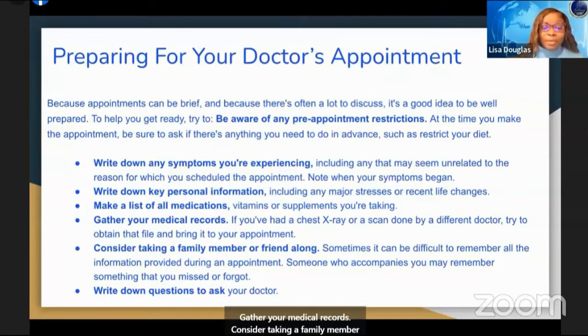Gather your medical records. Consider taking a family member or a friend along. Sometimes it can be difficult to remember all the information provided during an appointment. And write down questions you know that you want to definitely ask.